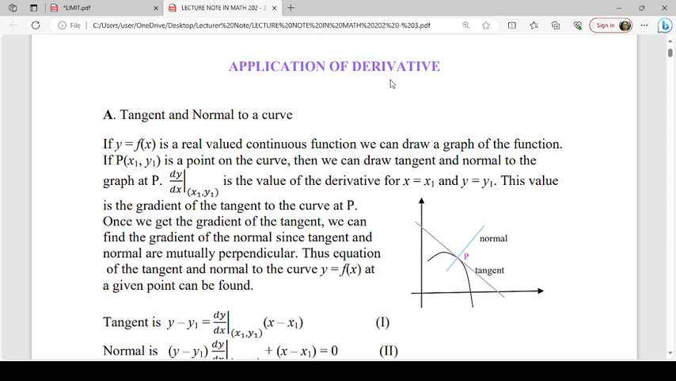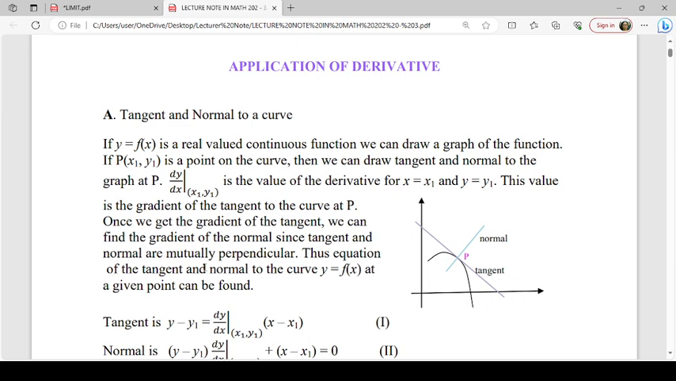Application of derivative. So derivative is dy/dx. y is equal to f(x), a real valued function. This is dy/dx. So there are many applications of derivative. We'll discuss tangent and normal to a curve.